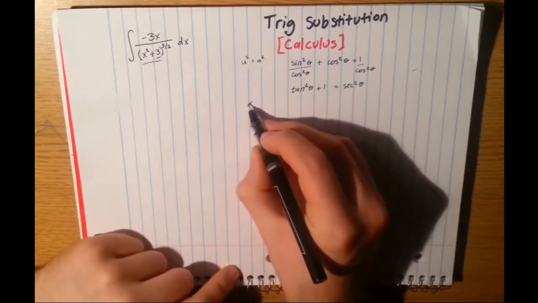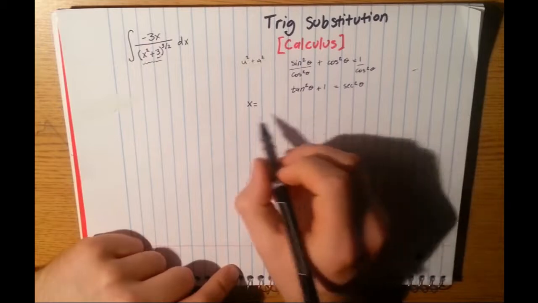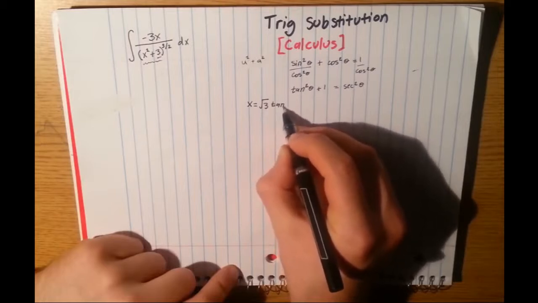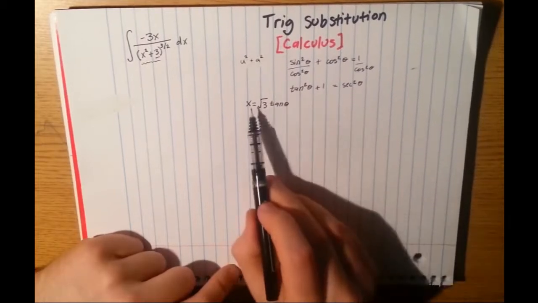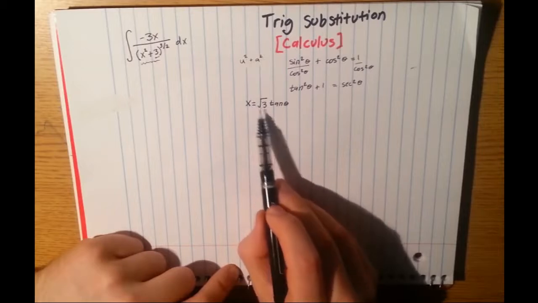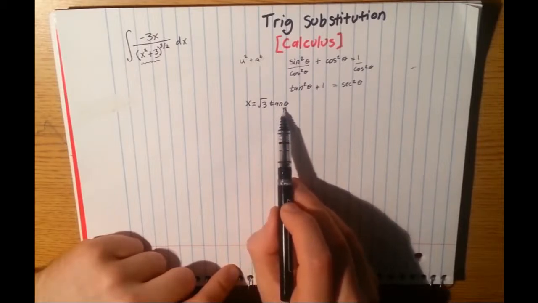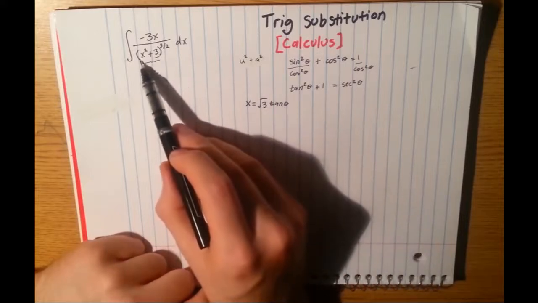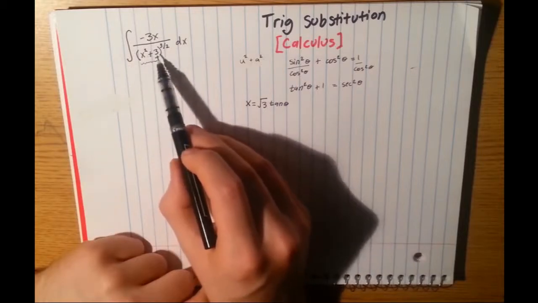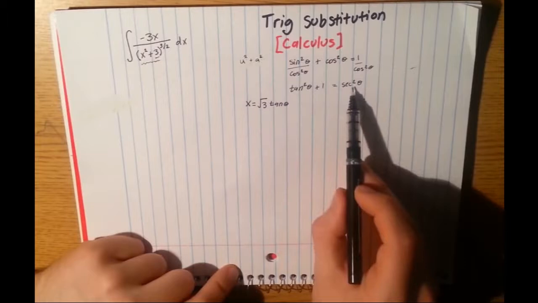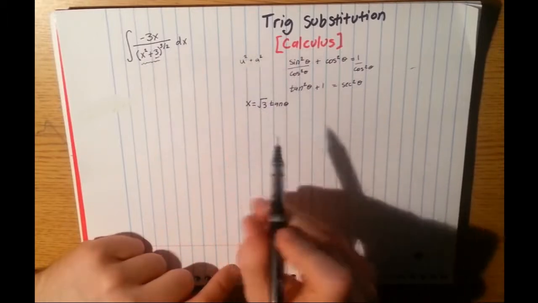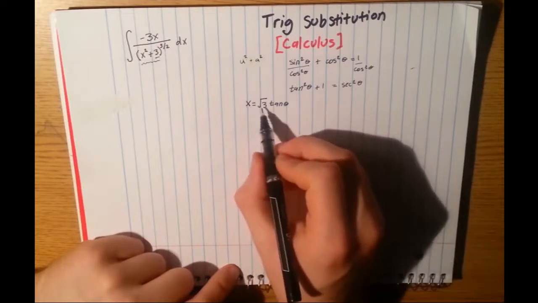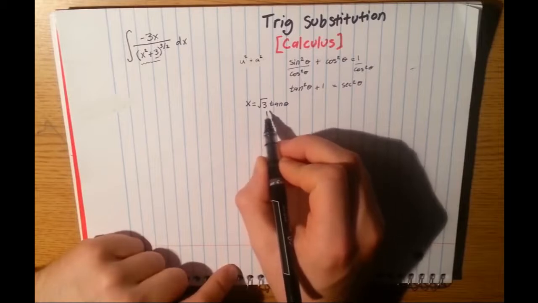I'm going to say my x equals the square root of 3 tan theta. Now, when I square this, I get x squared equals 3 tan squared theta. Now, if I have 3 tan squared theta plus 3, I can factor that 3 out, and I get tan squared plus 1. Boom, tan squared plus 1 equals secant squared. I get rid of my radical. So that's where we're headed. Now, I set up my trig equation right here.